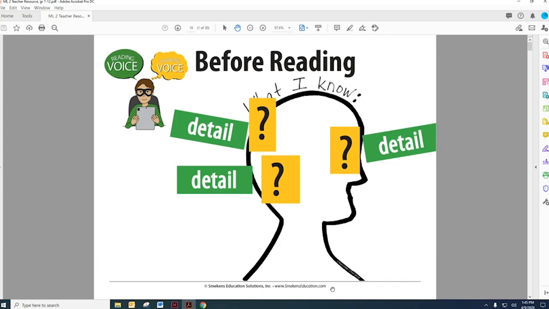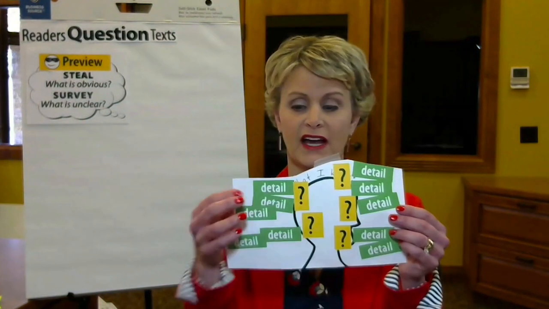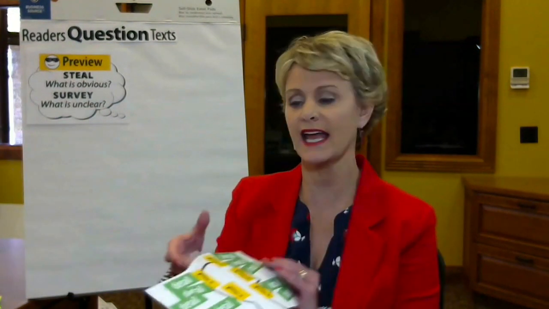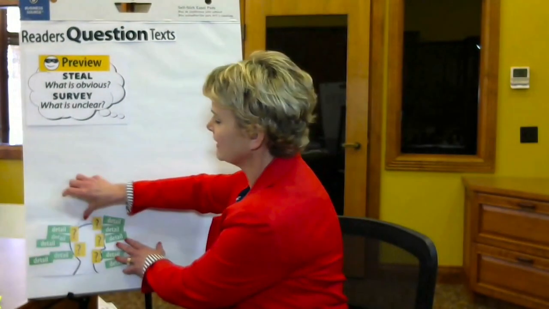Okay, and that whole notion was kind of tied to the notion of the Mrs. Linder silhouette head. Look at your screen here for a second. See my little guy with the mask on, right? Because we were information thieves. And we're stealing information. Where do we get those details? We get the information before we start reading from all the text features. And as we then generate questions, it goes inside the head, right? Because those are my thoughts. I got these details from the text and I'm generating questions.